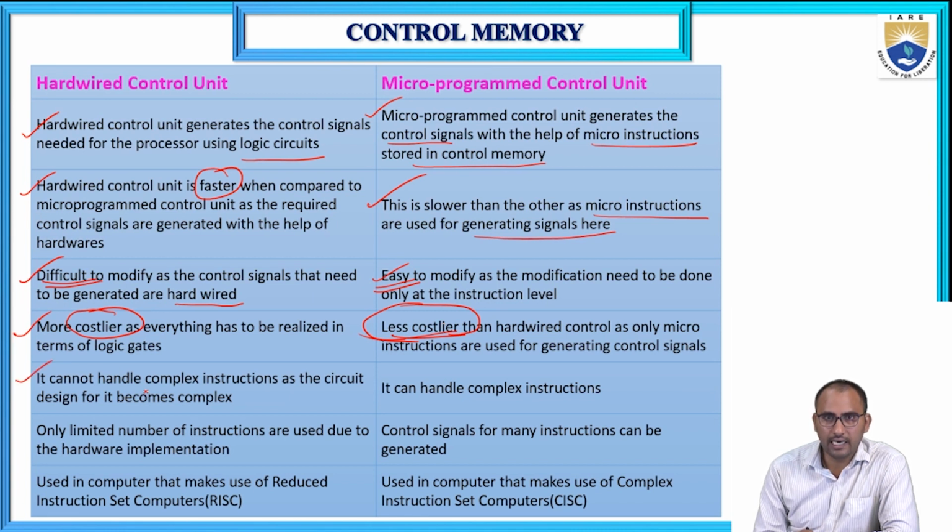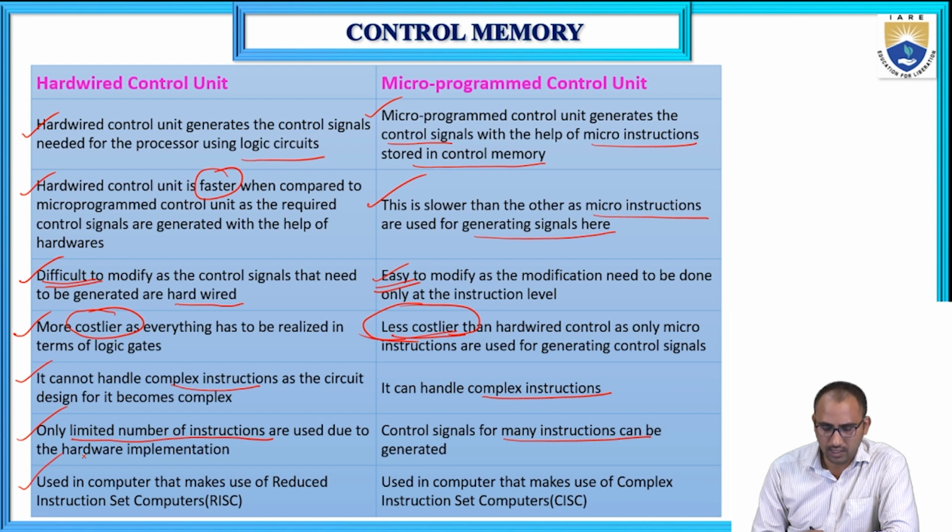Next, the hardware control unit cannot handle complex instructions, as the circuit design for it becomes complex. Here only a limited number of instructions are used due to the hardware implementation. The microprogrammed control unit can handle complex instructions, and more instructions are available.